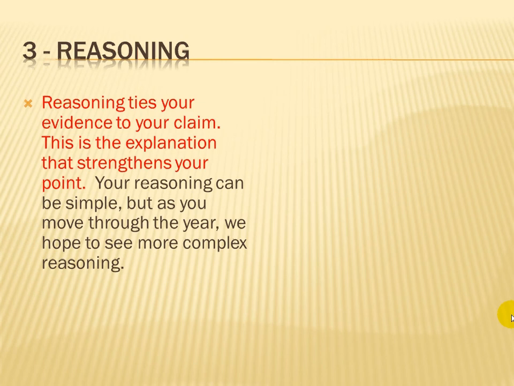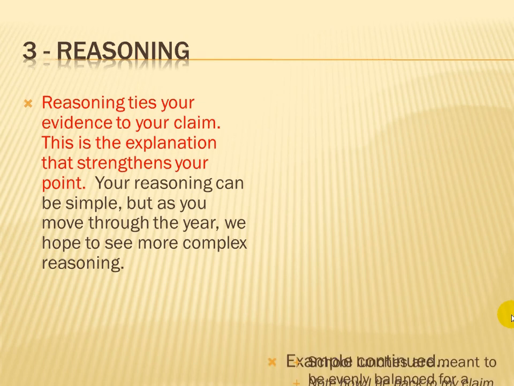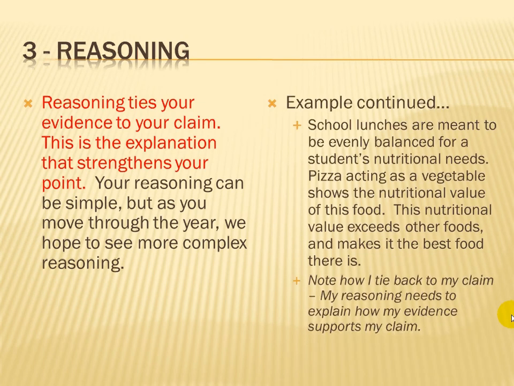So reasoning is the explanation that explains how your evidence ties back to your claim. So right now, if I have the claim that pizza is the best food on the planet, and I have the evidence that Congress has considered it a vegetable, overriding the USDA, my reasoning would explain how those two tie together.